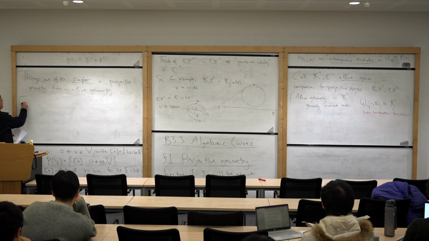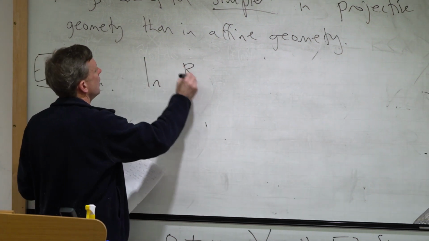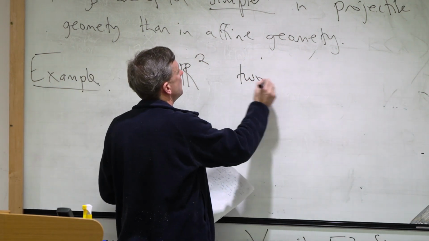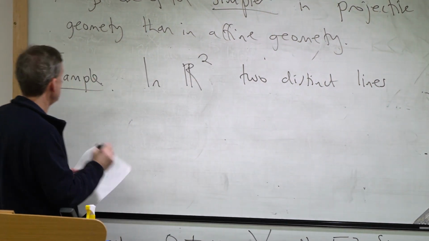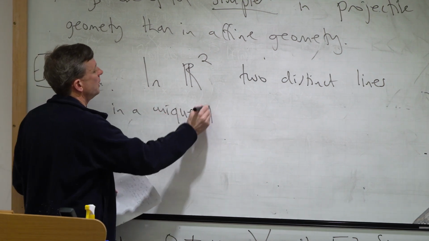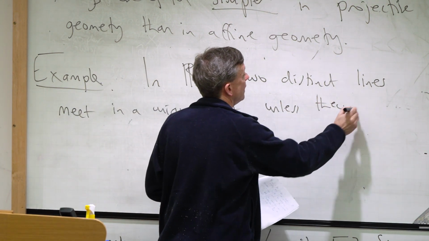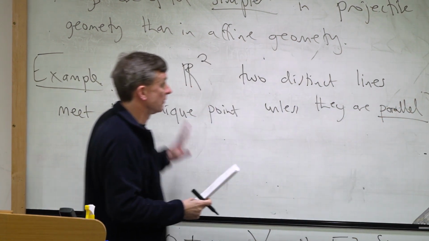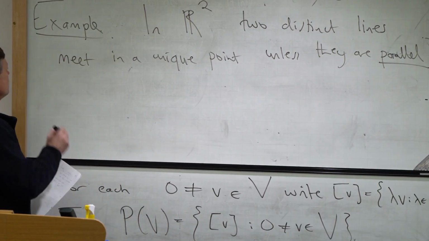Just for example, in R^2 we have a good notion of line, and two distinct lines meet in a unique point, unless they are parallel. Okay, so that's one of Euclid's favourite facts.